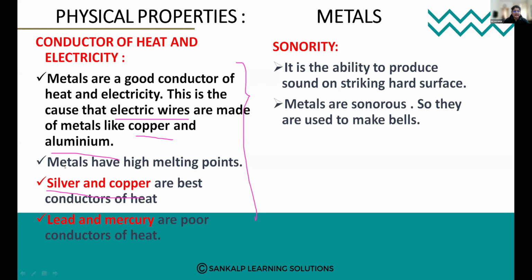Okay, is it clear? So the next property we have discussed is that they are good conductors of heat and electricity. So in electrical circuits and all, copper is used so that there is no harm for the people. Because of that, metals like copper, aluminum, etc., are good conductors of heat and electricity. Understood? So this is about conduction.